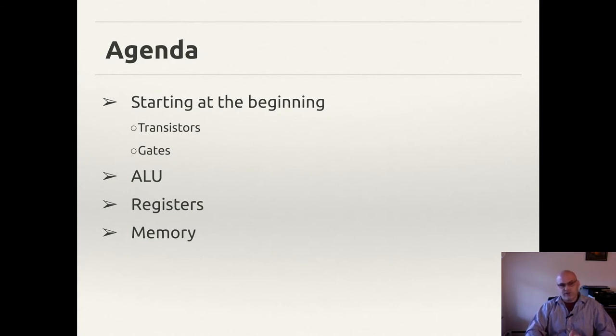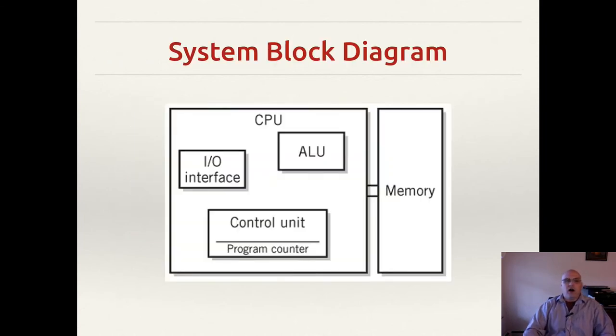We'll start with the transistor as the core. We're going right to the center of the onion. And then the very first layer out is going to be our gates that we use the transistors to construct. And then we'll build more complex circuits out of multiple gates, things like ALUs and registers, and how do we store information in memory. So that's how we're going to attack it.